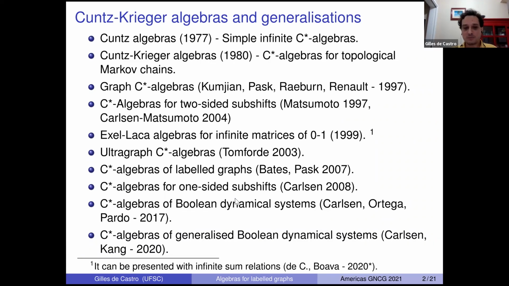And then recently, Carlsen and Kang defined generalized Boolean dynamical systems, which includes all the previous ones. And then there are two other very important generalizations of graph algebras, which are the higher rank graphs and the separated graphs. But these two are not included in this, so it's still a different setting. So this is for the C*-algebra side. So you can see from Cuntz algebras, there is a lot of work that motivates and generalizes a little bit more the work of Cuntz and Krieger.